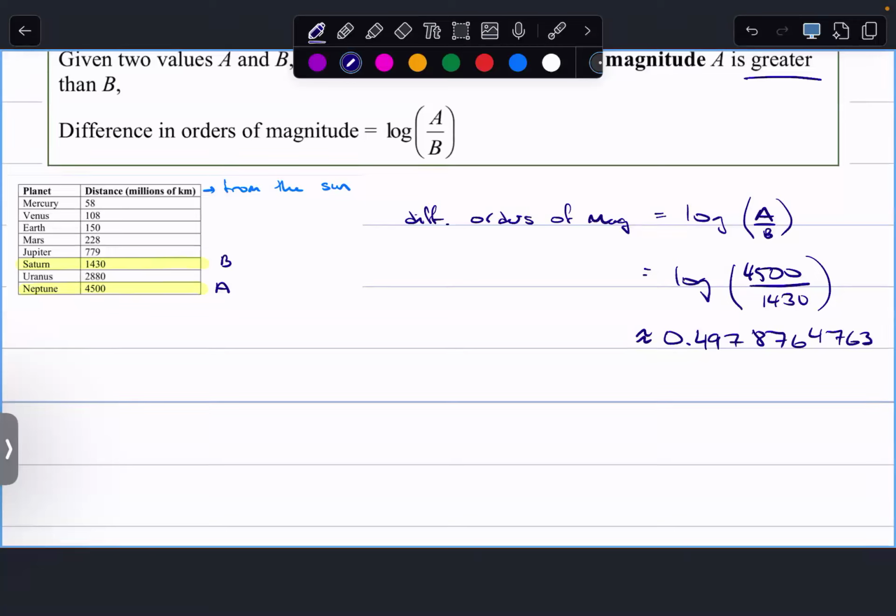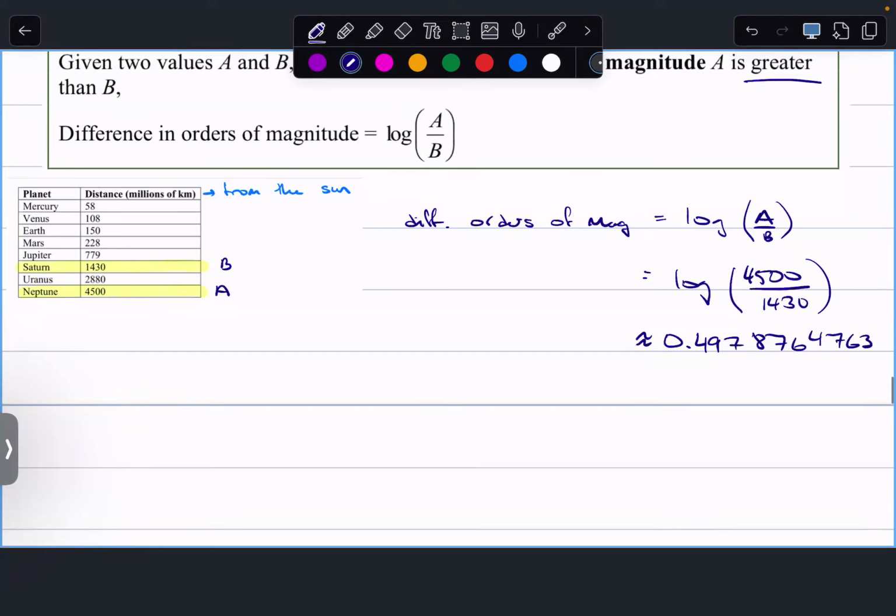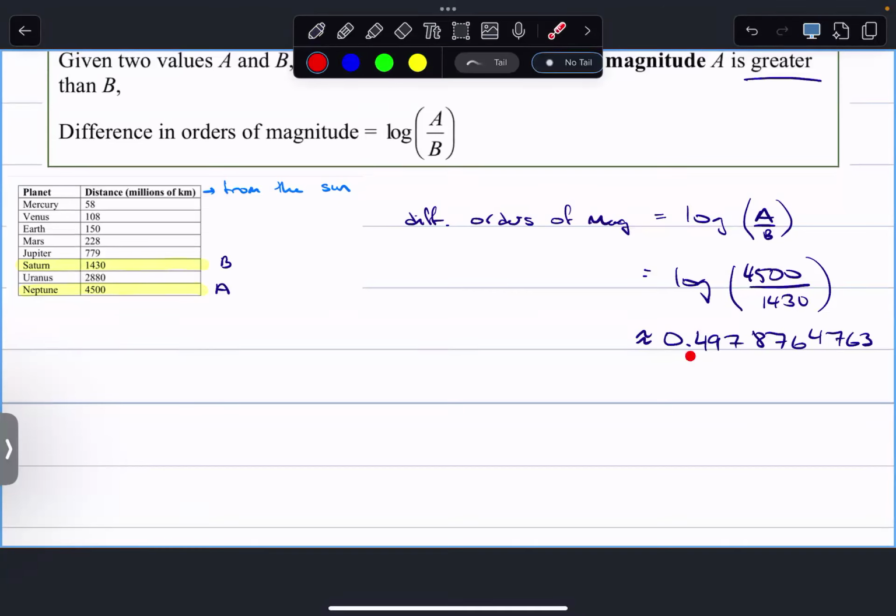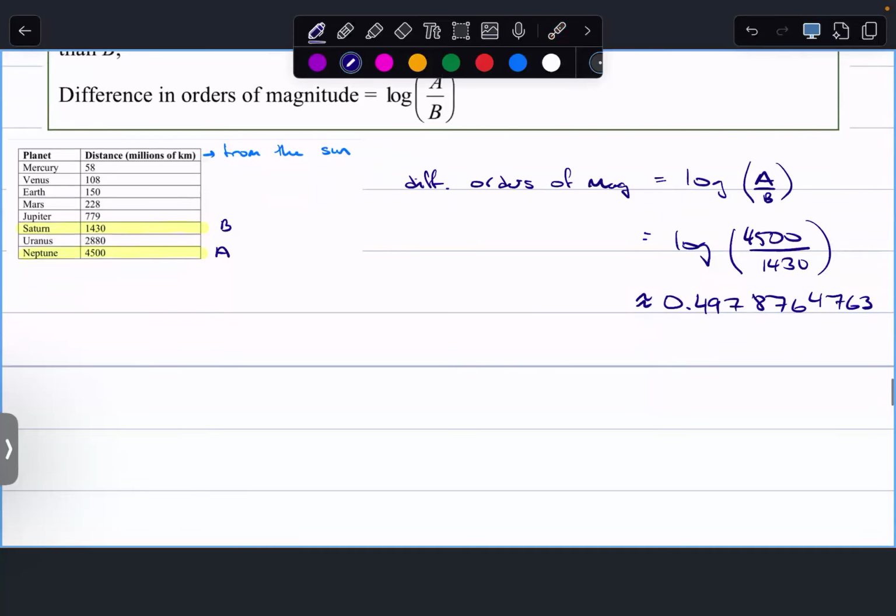What does that mean? Really what it means is 10 to the power of 0.5, right? 10 to the power of 0.5 is 3.16. So if I go from 1430 times 3.16, I get 4522. So it's the difference in the orders of magnitude.